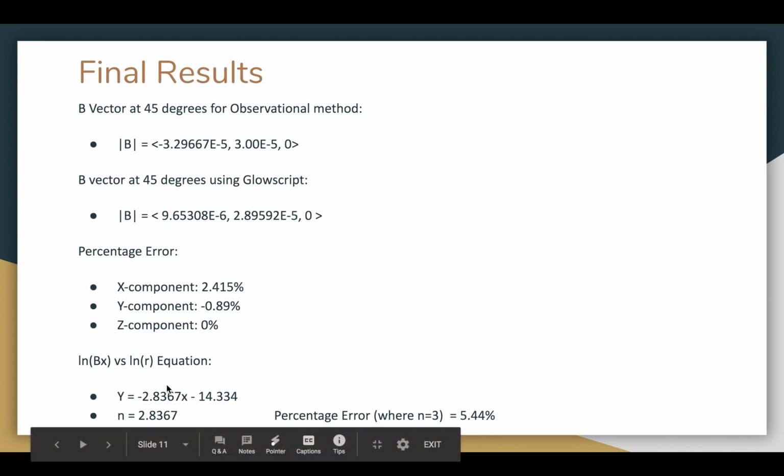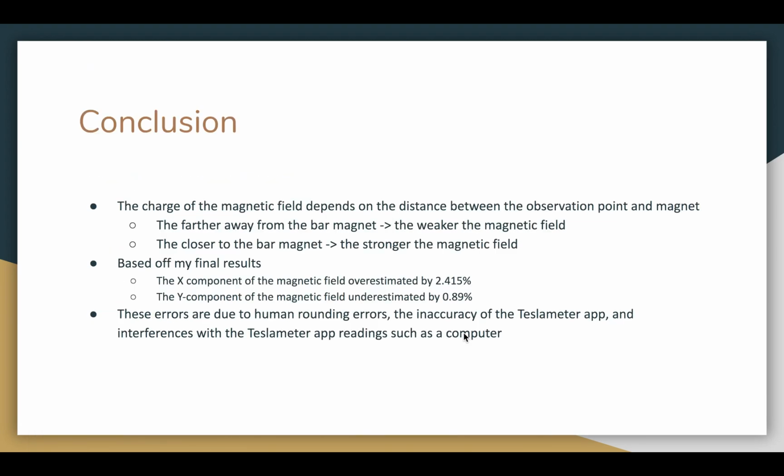Here it displays my linear equation that I got from Excel with an n value of 2.8367. So I had a percentage error of 5.44 since n was supposed to be 3 if this would have been done perfectly. Conclusion. So the magnetic field depends on the distance between the observation point and magnet.